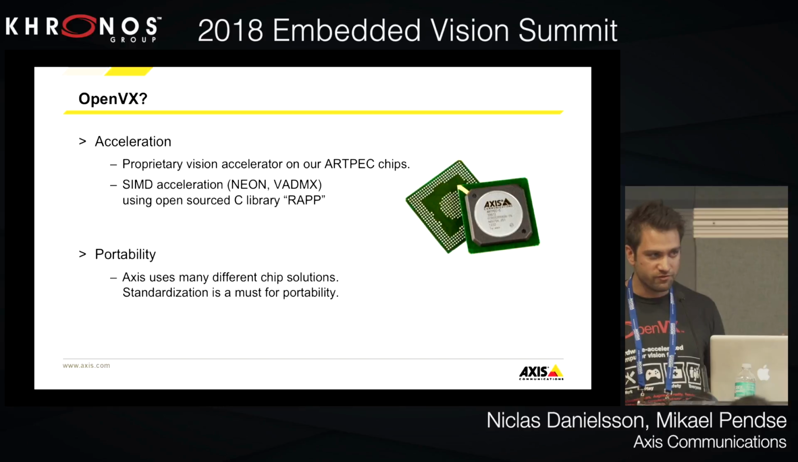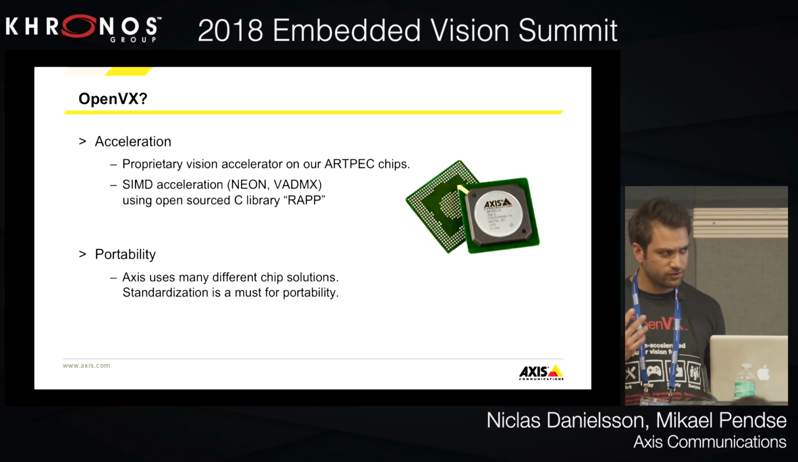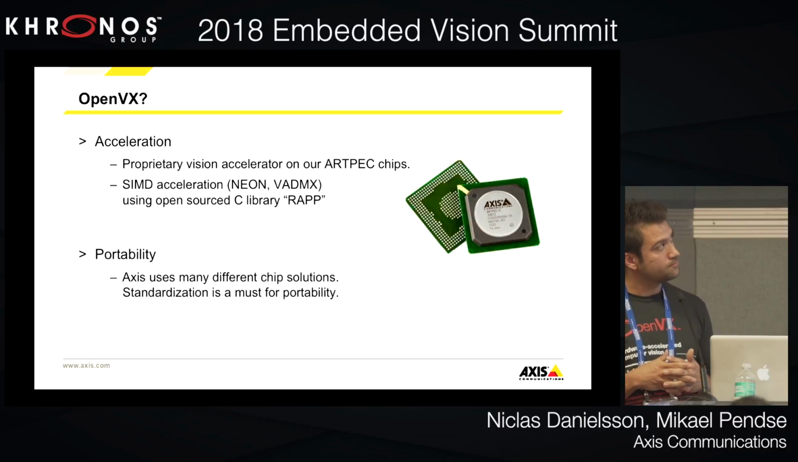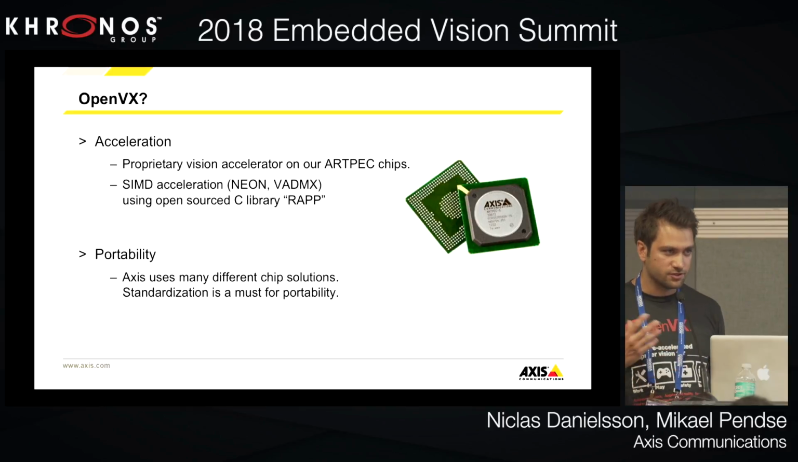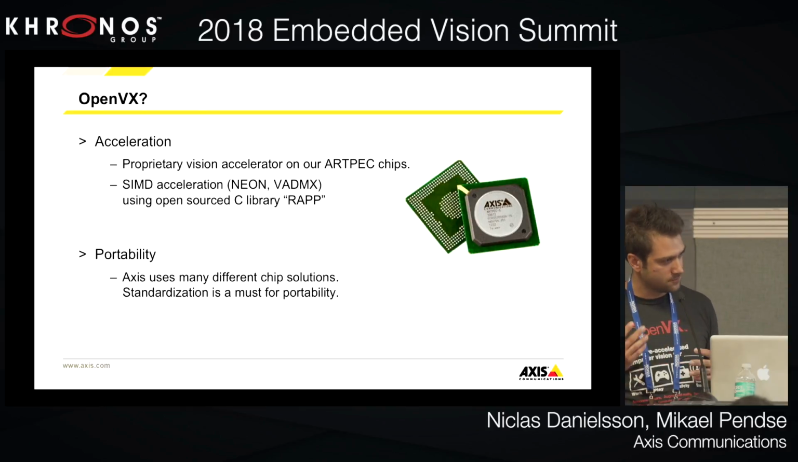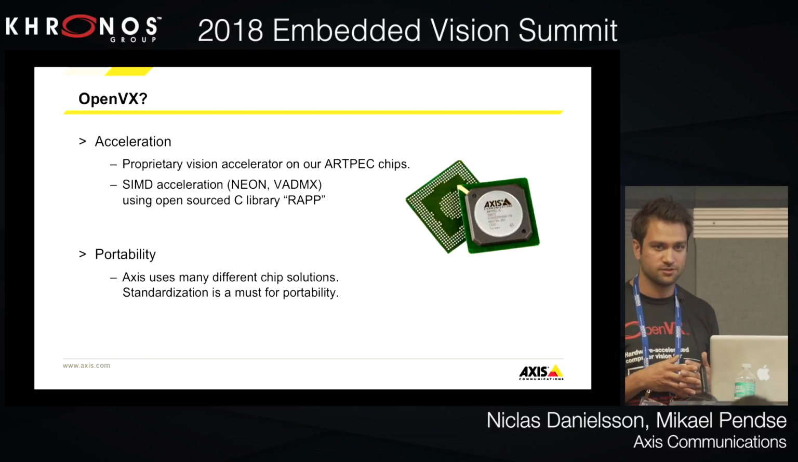So how does OpenVX fit into this? We've had two different implementations of our motion detection algorithm. We have our own proprietary vision accelerator on our ARTPEC chips, of which you see one of our previous versions, the ARTPEC-5. Then we need to write custom assembler. We write our own, so that can be super optimized, of course, but it's not very maintainable. Only two or three people at the company actually know how to read that code. Fortunately, I'm one of those.